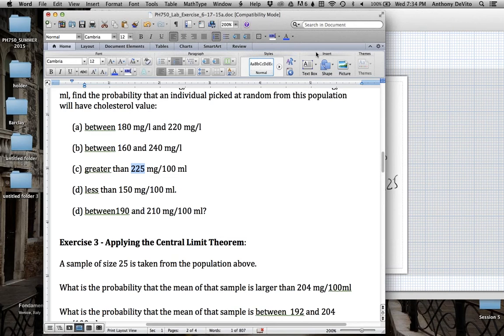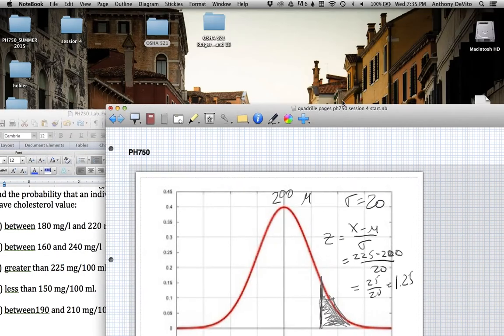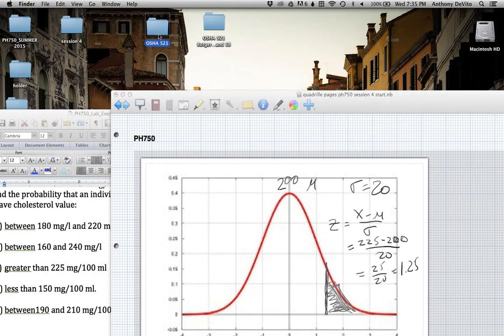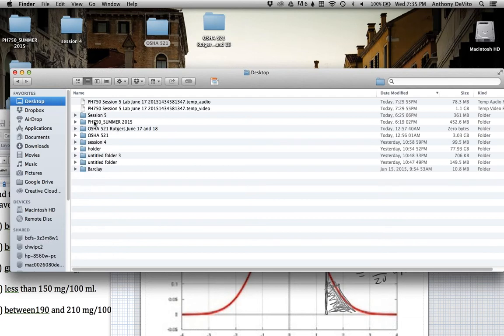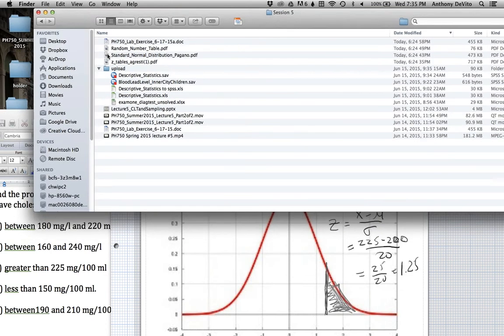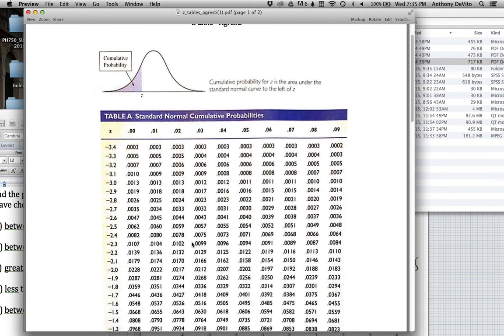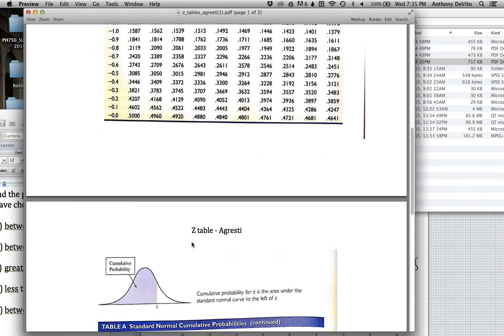Now on Blackboard, I posted a couple of z tables for you. I'm going to open one up of the group that's on Blackboard. Let me get to my desktop and session 5. Okay, the standard normal distribution. Here's the aggressive one. I like the aggressive one. Now it's a positive 1.25.